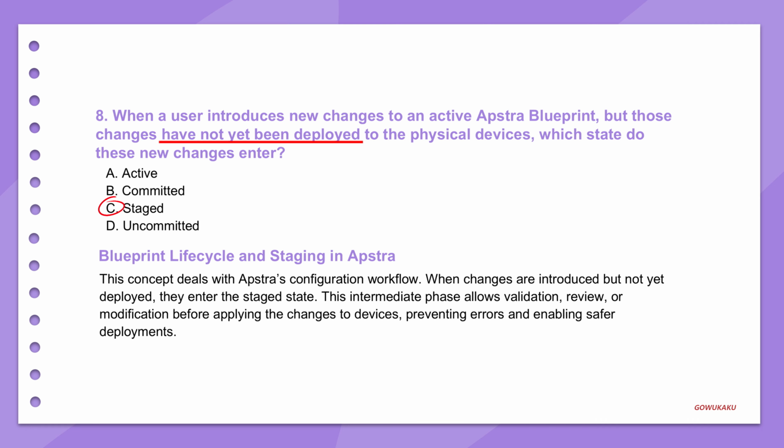Meaning? Meaning it's part of your active blueprint, your design, but it hasn't been pushed to the physical devices yet. Apstra has calculated the necessary configuration changes, rendered the commands, done all the prep work. It's sitting there, reviewed, validated internally, ready to go, but not live. It's like the final confirmation screen before you commit. Precisely. It's the last checkpoint before impacting the live network.